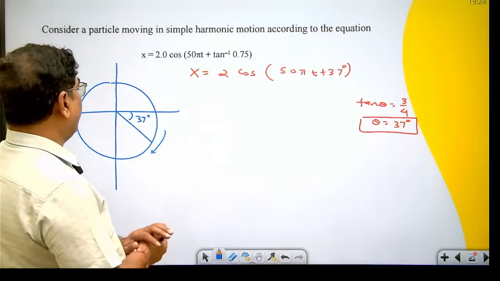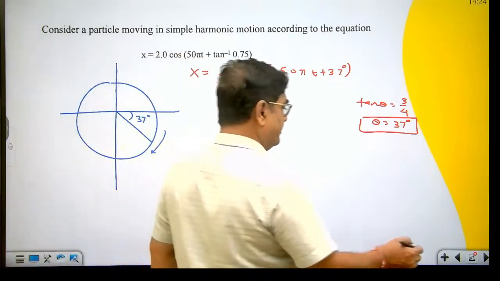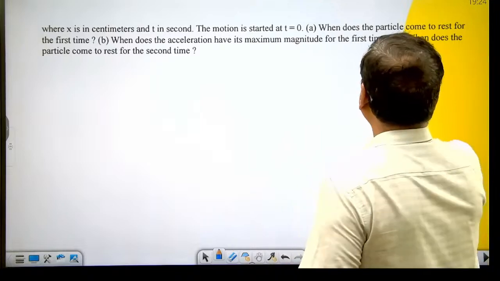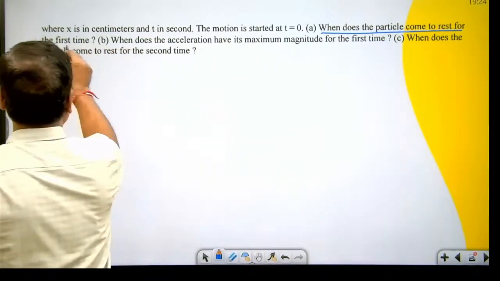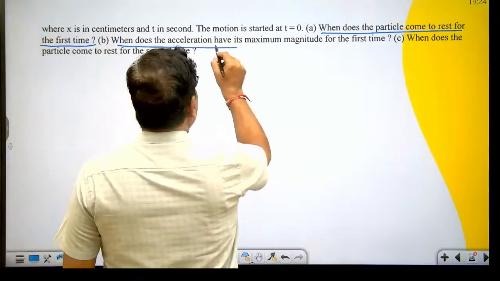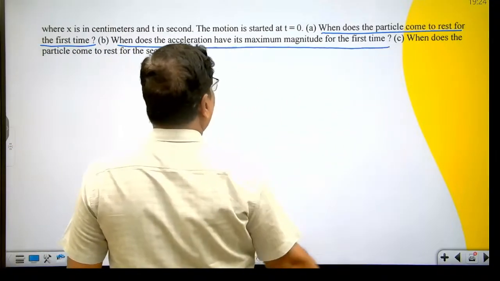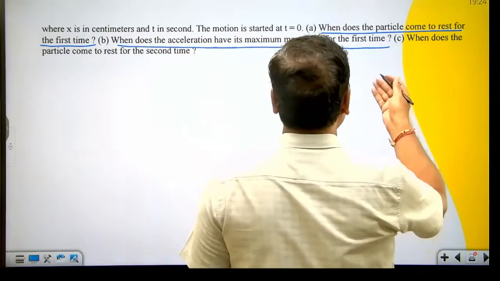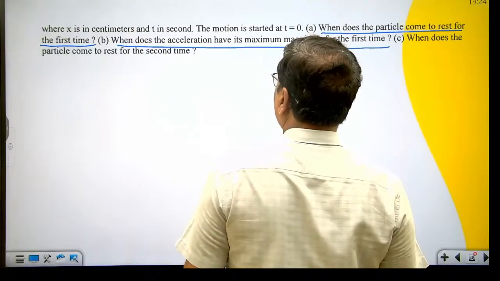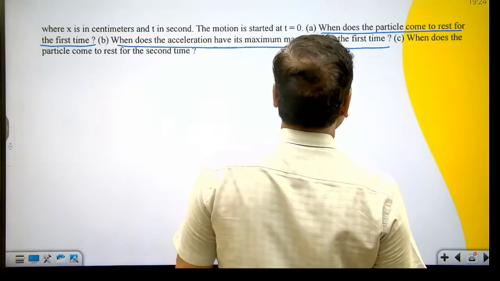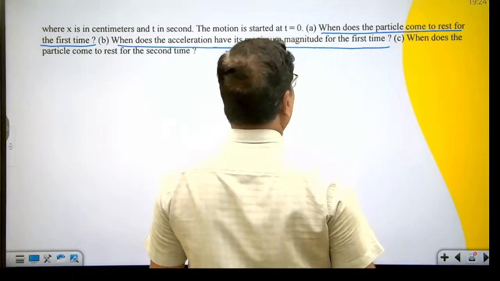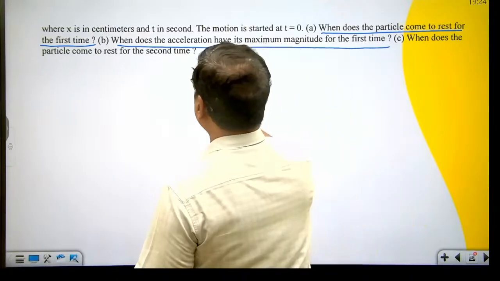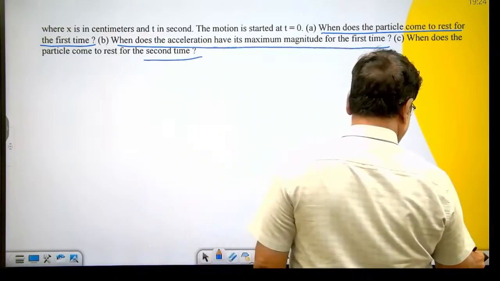So dear student, what do we need to find? Now see here. When does the particle come to rest for the first time? And when does the acceleration have its maximum magnitude for the first time? This is the same thing because acceleration remains maximum at the extreme position, and the particle comes to rest at the extreme position. And when does the particle come to rest for the second time? Okay, see here.